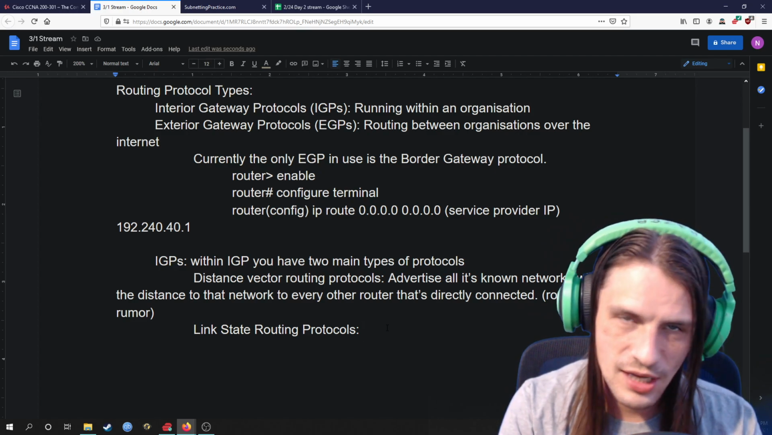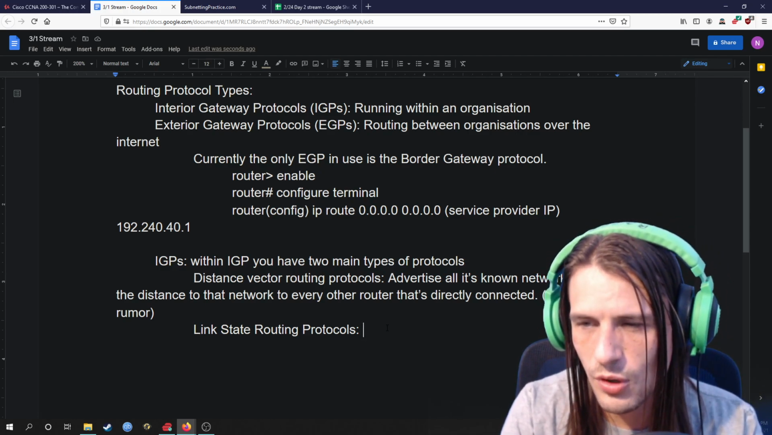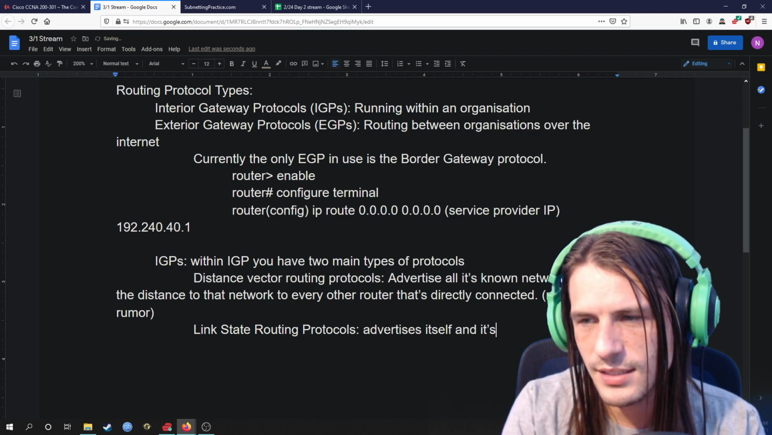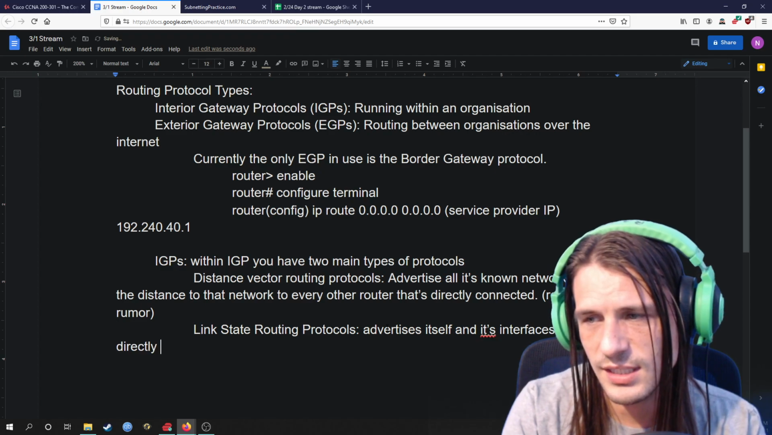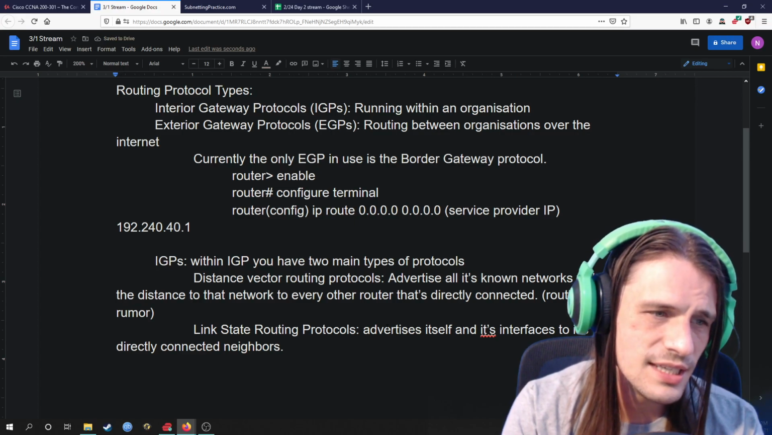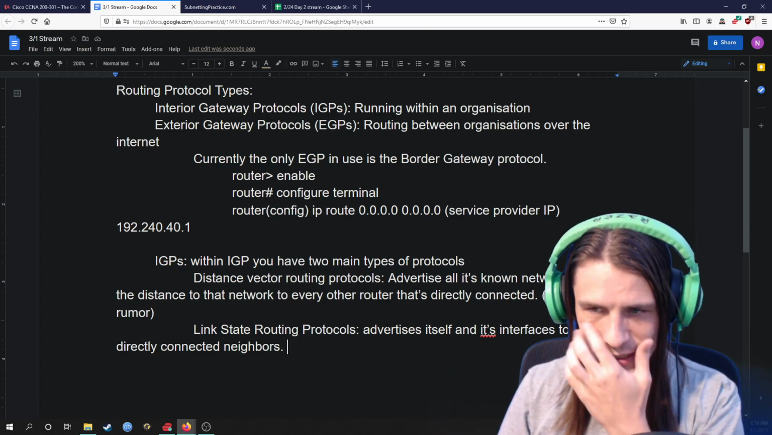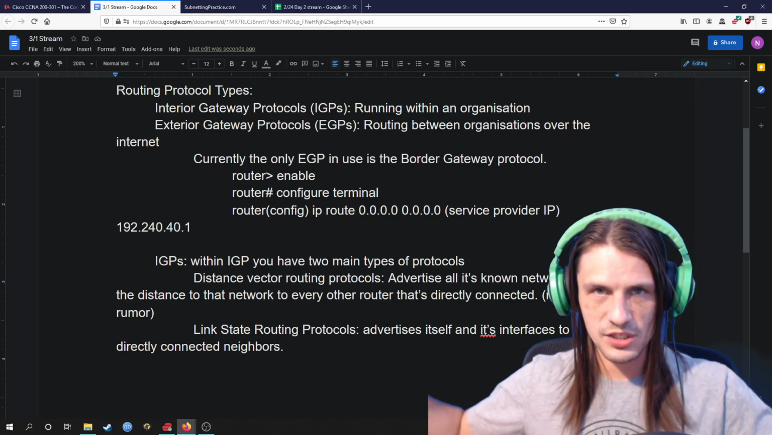Now we're going over the interior gateway protocols, and it has two main types. The first one we just covered, distance vector routing. The second one is link state routing protocol. Link state routing protocol advertises itself and its interfaces to its directly connected neighbors. Just like distance vectoring, it's still only telling the routers that are directly connected to it. The only difference is the routers continue to pass that information down from router to router.